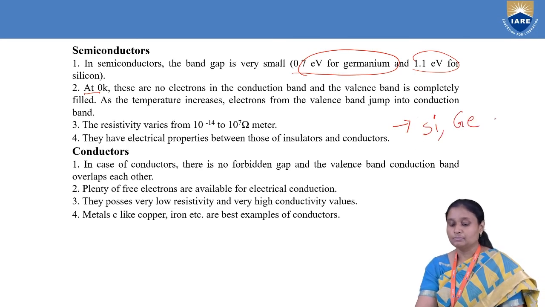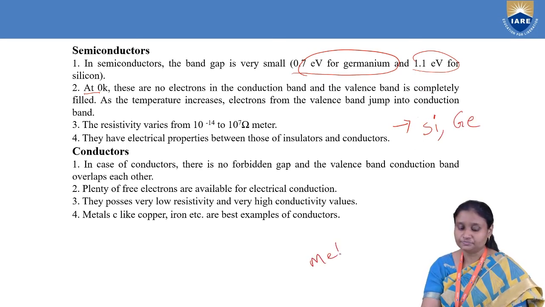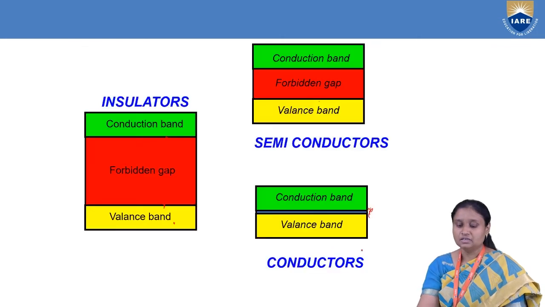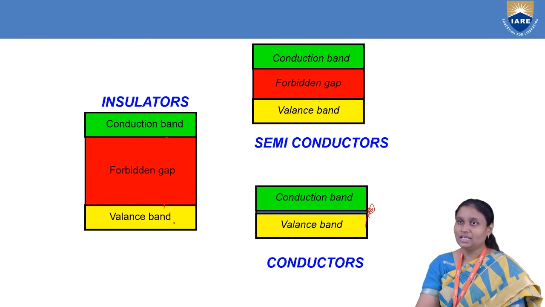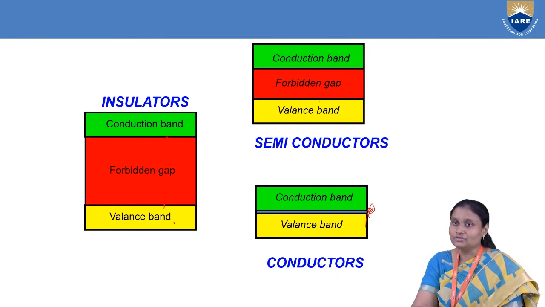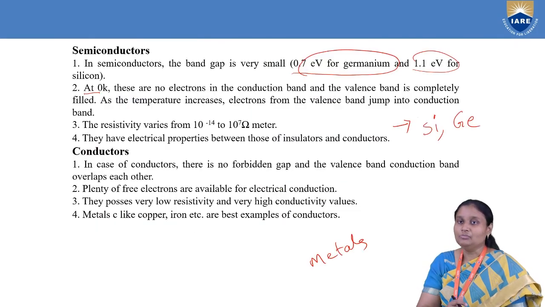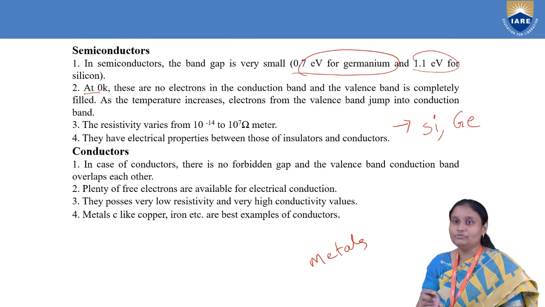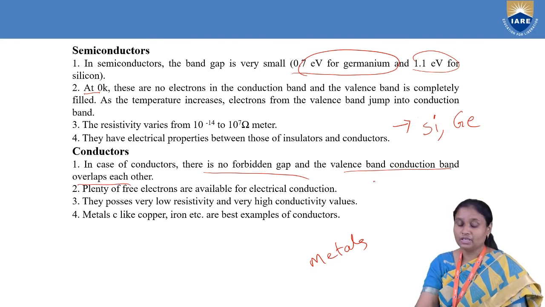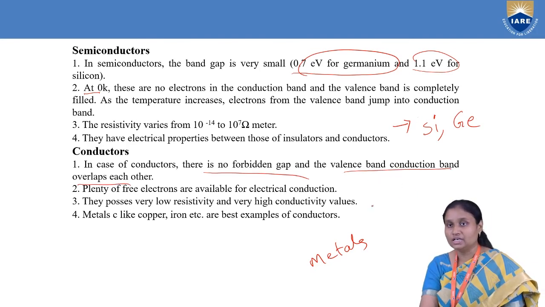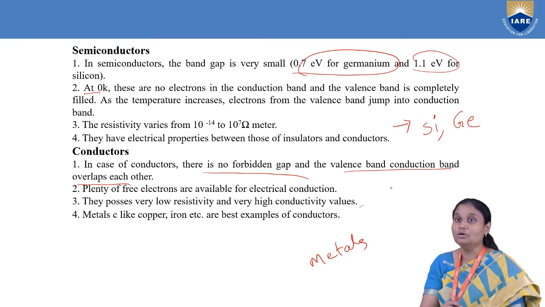Then what are conductors? The best example of conductors is metals. If we consider metals, see here there is no forbidden energy gap at all. It means that in order to make electrons take part in conduction, I don't have to supply energy. Without any energy, electrons will be freely moving. They will be freely flowing from the valence band to the conduction band. There is no barrier at all. The valence band and conduction band overlap each other. There is no forbidden gap, and there are plenty of electrons available for conduction. They have very high conductivity and very low resistivity.